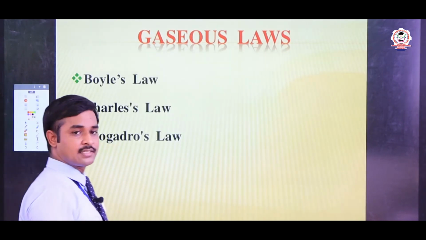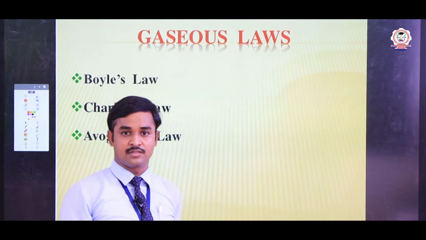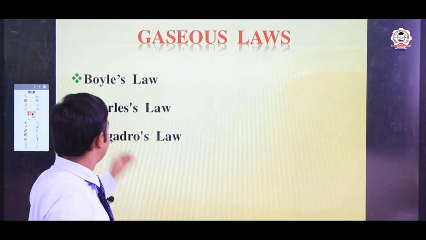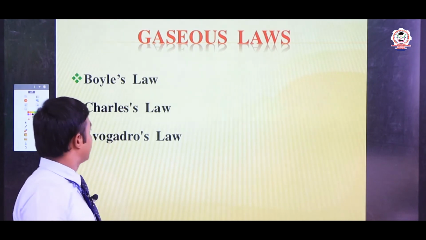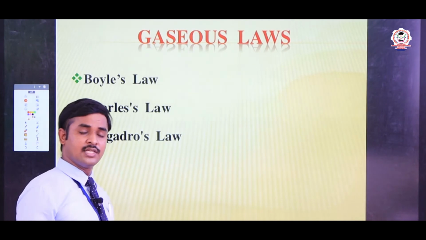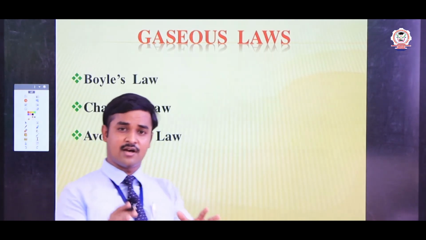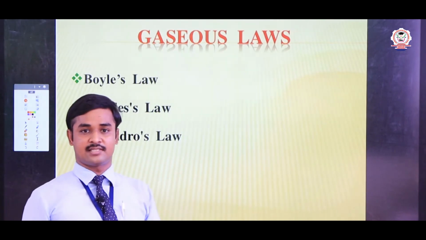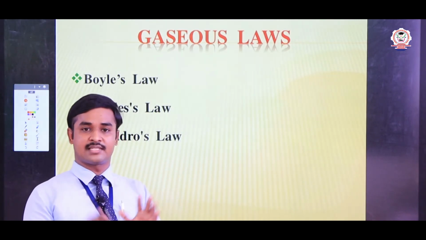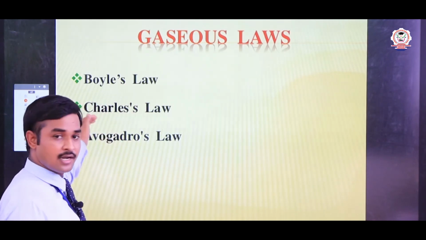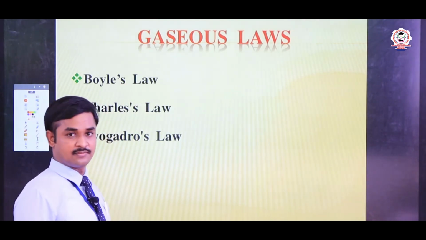Generally, the gases have three formulas. These formulas are laws, gaseous laws. First formula, Boyle's law, second one, Charles' law, third one, Avogadro's law. If any gas obeys the three laws accurately, that gas is called an ideal gas. So, ideal means it is a good gas. So, ideal gases generally obey Boyle's law, Charles' law, and Avogadro's law.